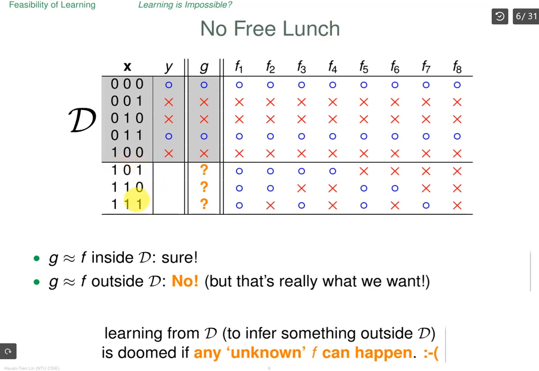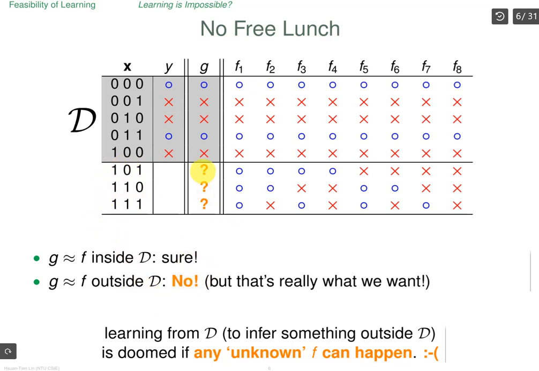Because here we have a binary classification problem, we can have up to 8 distinct possible labels for 3 examples, right? As a result, we can have 8 possibilities. So target function 1 could have labeled all 3 examples as all circles, blue circles, or these labels or that, up to 8 different possible combinations. Now the question is, does our G approximate F, our target function? Well, inside, yes, but outside the dataset, no.